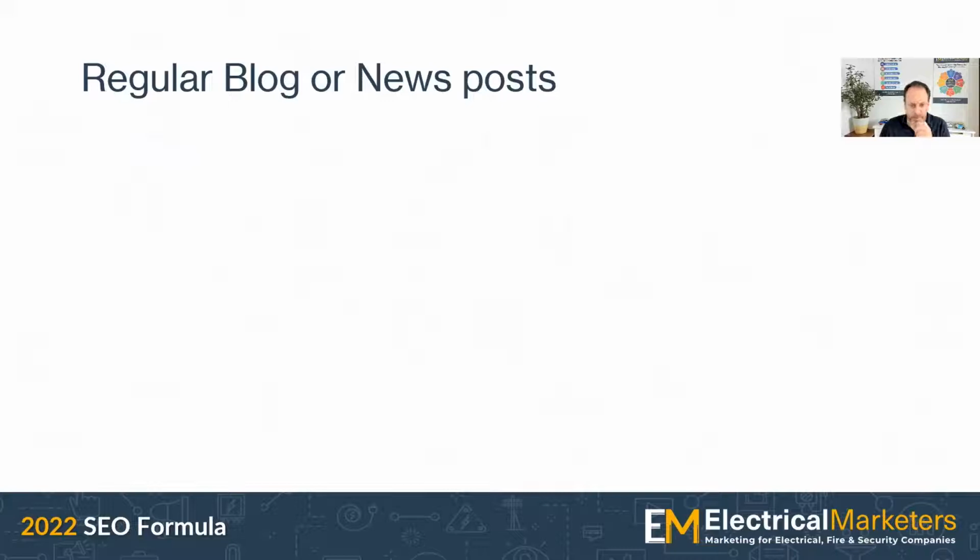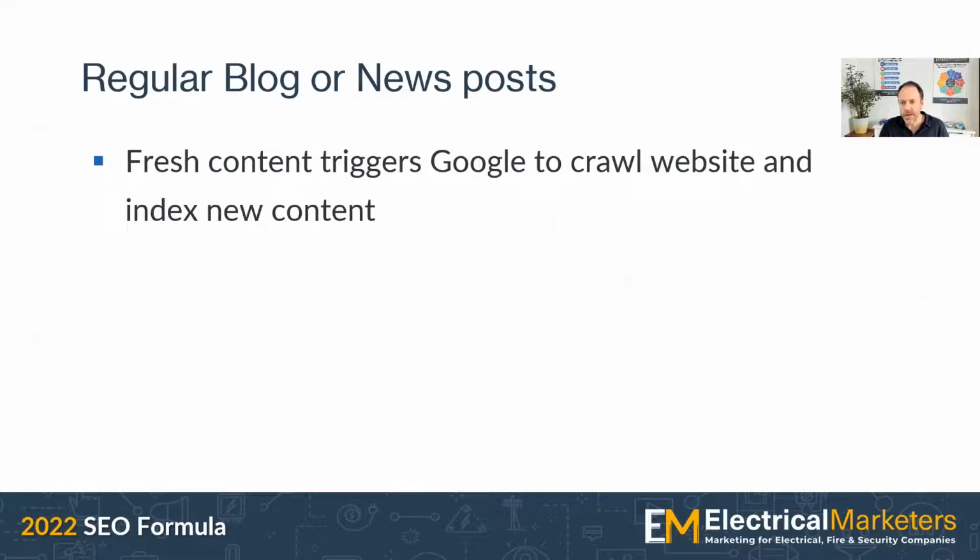One other thing that is well worth doing is having a regular blog, having a regular news section on your website where you're updating it on a monthly, say, basis. The reason for this is that the fresh content you're adding to the site triggers Google to come back and crawl through the whole website all over again and look at what's going on there. And by continually updating the site, Google's continually coming back, and it's helping your search ranking no end.